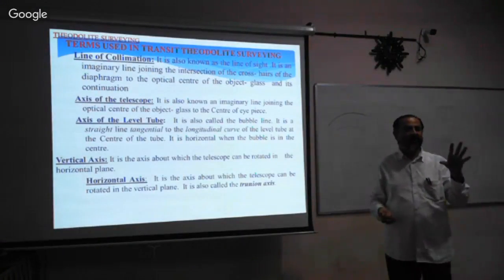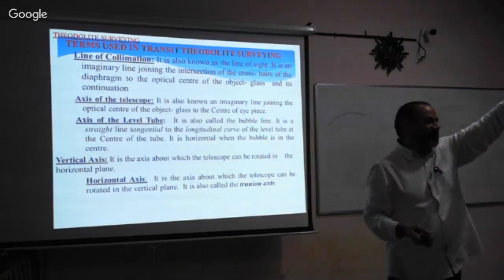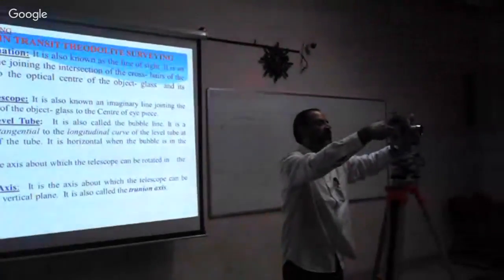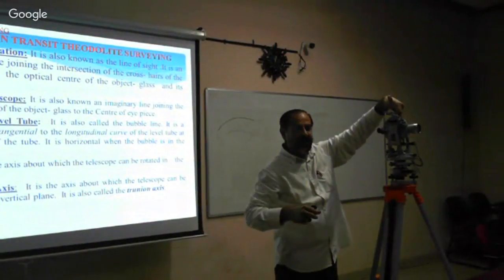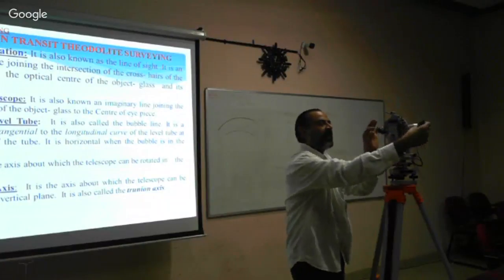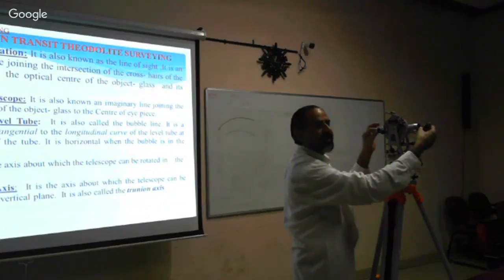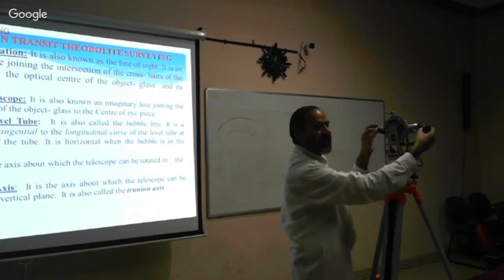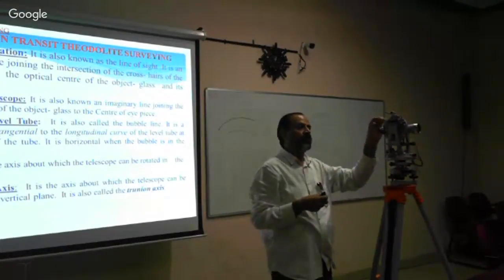Now the fundamental axes of the theodolite. Please remember: vertical axis, horizontal axis, then line of sight. That is an imaginary line joining the optical centers of the object glass and the eyepiece, and its continuation is called the axis of the telescope, isn't it?